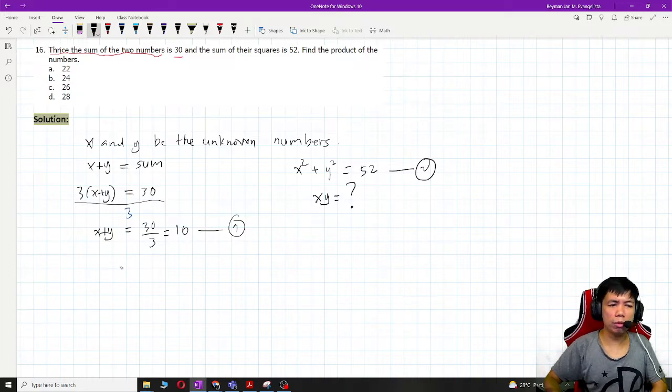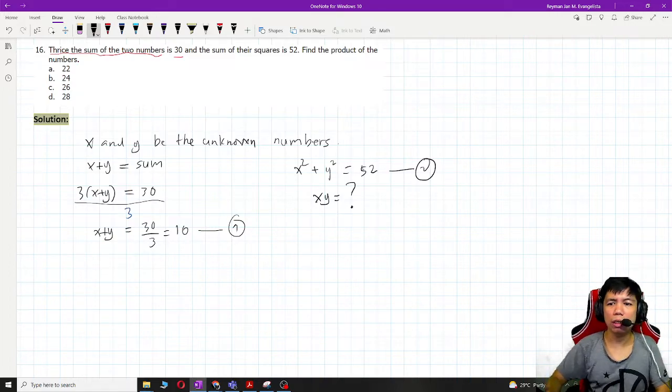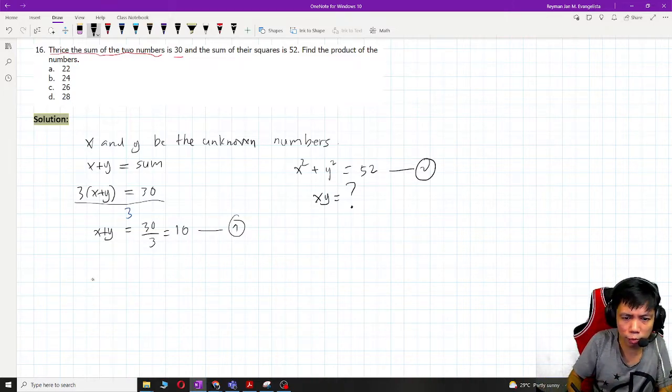From x plus y, since naka-square yung x saka y, you have to take the squares of both sides of equation 1. So ganito yan na. So, take squares.